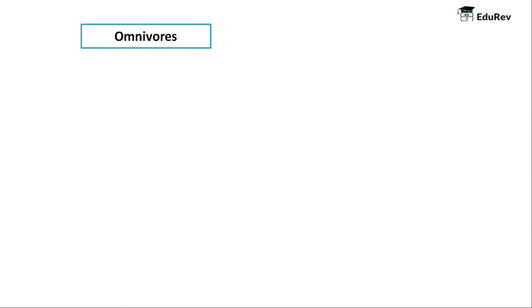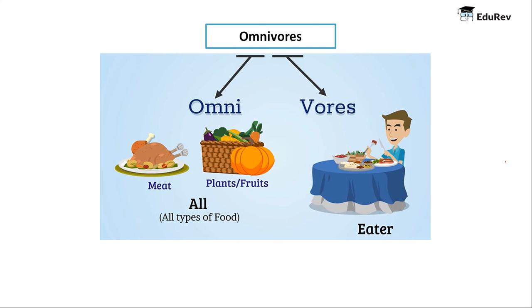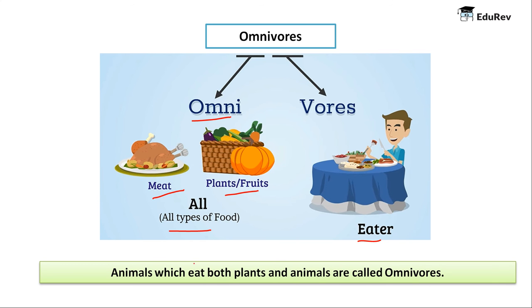These are the omnivores. Omnivores are those animals which eat all types of foods. So the word omni means all types of foods or both meat and plant foods. Vores means eater. So those animals which eat both meat and plants are called omnivores. Animals which eat both plants and animals are called omnivores.